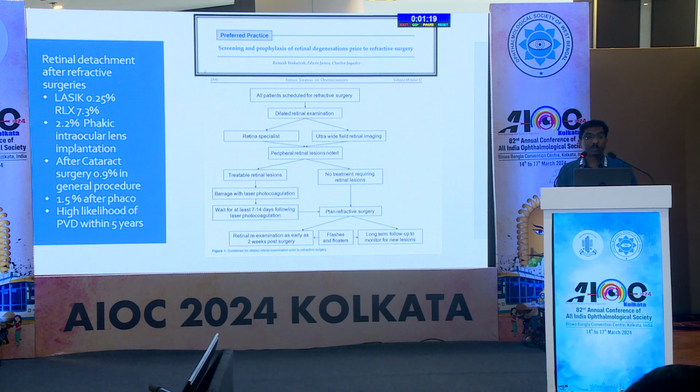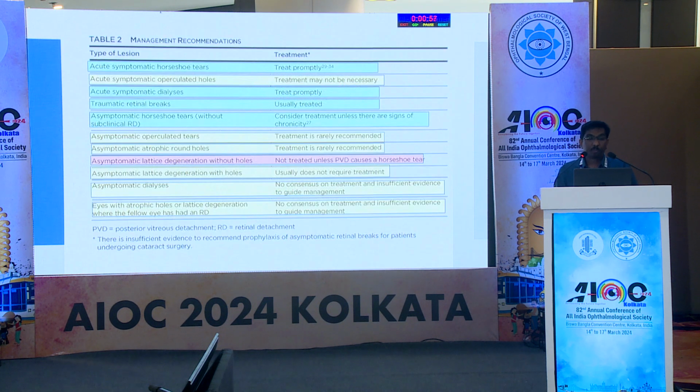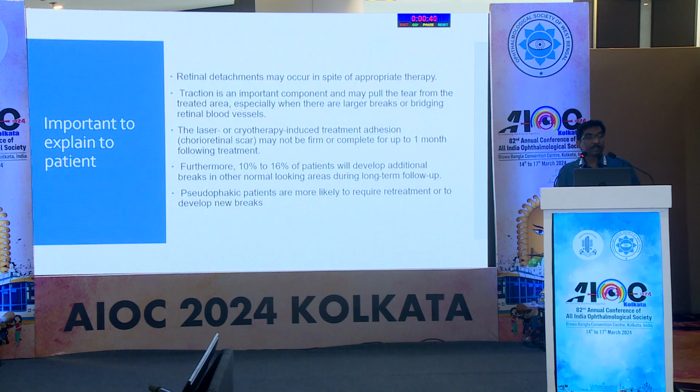As far as the peripheral screening for refractive surgery patients is concerned, this is the recommendation that is there in the IJO now. All symptomatic and asymptomatic horseshoe tears, operculated holes, lattice degeneration with holes and atrophic holes should be treated promptly. And the risk is most with phakic intraocular lenses, followed by phaco. This is the management as per the AAO guidelines, and you can have a look at that. Most of the time, treatment is only required for symptomatic horseshoe tears and symptomatic dialysis. So it is important to tell the patients regarding the signs and symptoms of RD.